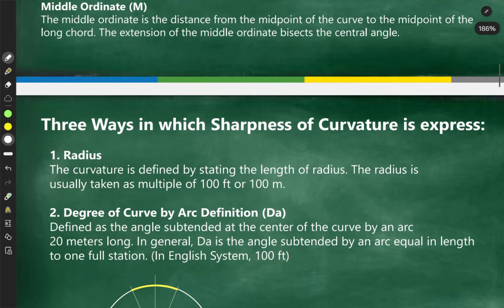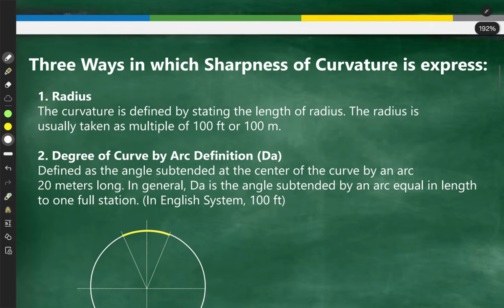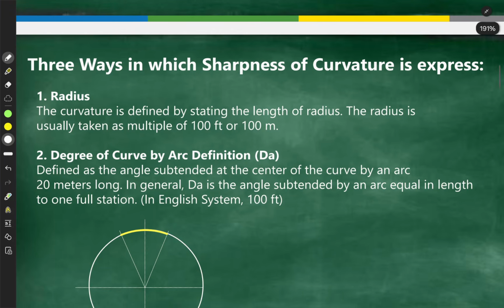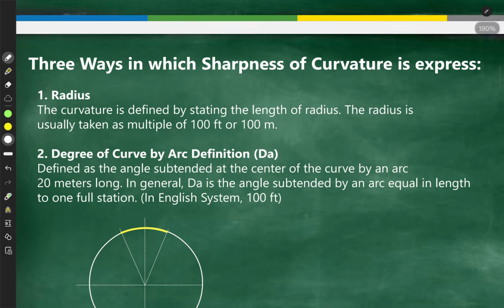We have these three ways in which sharpness of a curvature is expressed. First, we have this radius. The curvature is defined by stating the length of radius. The radius is usually taken as multiple of 100 feet or 100 meters. So this is our first way to determine the sharpness of a curve.